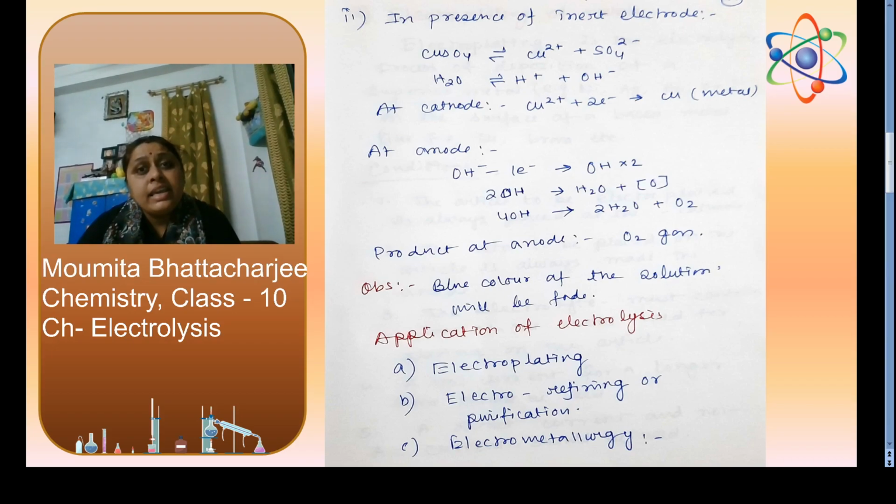And as here I have taken inert electrodes, what will happen? This OH-, which is placed below sulfate in the electrochemical series or reactivity series, will move to the anode, and by losing 1 electron, it will form OH radical, and from OH radical we will get water and oxygen. So the product at the anode will be oxygen gas. The product at the cathode will be the same, copper metal. And what will be the observation? The blue color of the solution will fade, because all this Cu2+, which is blue in color, is moving to the cathode, making the solution fade.